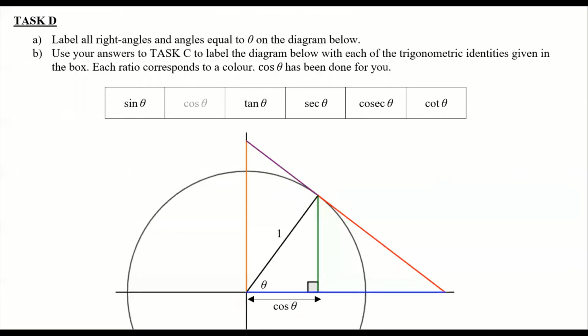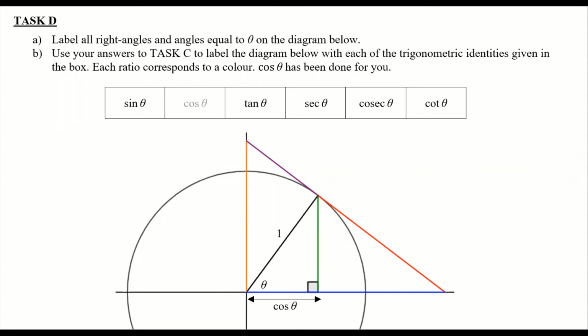Now we have another task for you. So task D. This is quite an interesting one. And I have seen this on previous exams where you have to be familiar with the labeling. We're going back to the unit circle here. Now you're asked to label all right angles and angles equal to theta on the diagram below. That's the first thing. Okay, I'm gonna ask you to pause the video in a minute and try this.